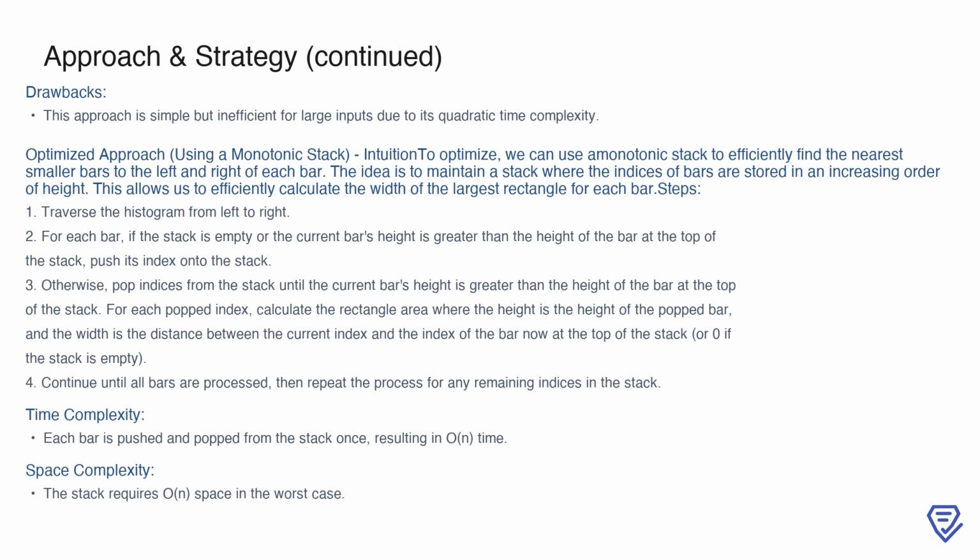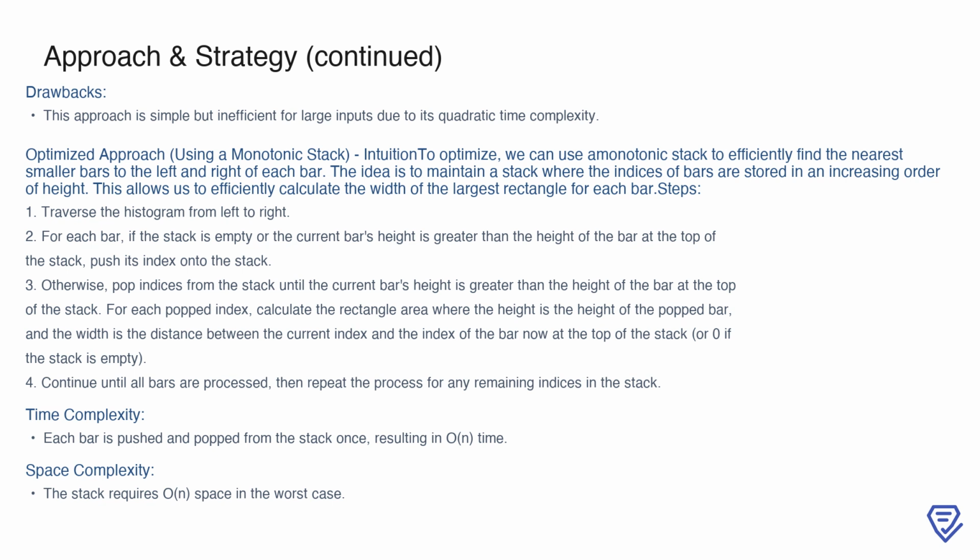To address this, we turn to an optimized approach that uses a monotonic stack. The key idea here is to efficiently find the nearest smaller bars to the left and right of each bar using a stack. This eliminates the need for redundant scans. The stack is maintained in such a way that it always stores indices of bars in increasing order of height. As we traverse the histogram, for each bar, we check whether its height is smaller than the height of the bar at the top of the stack.